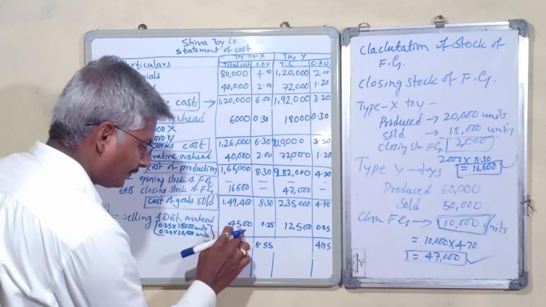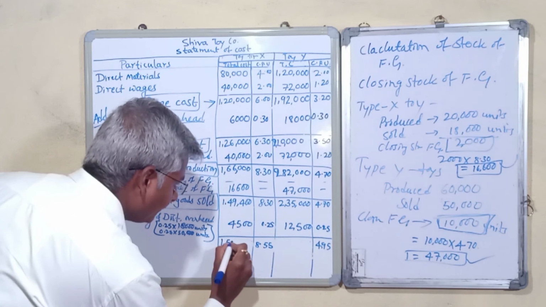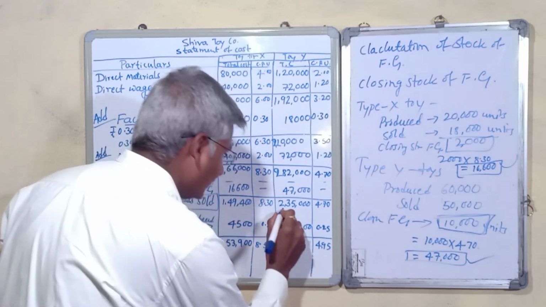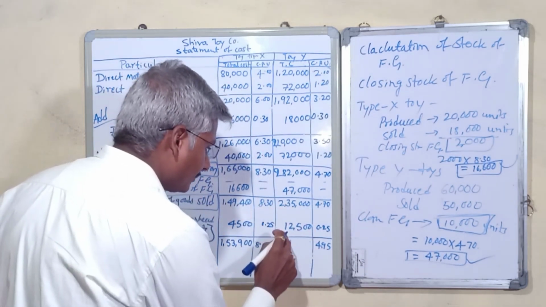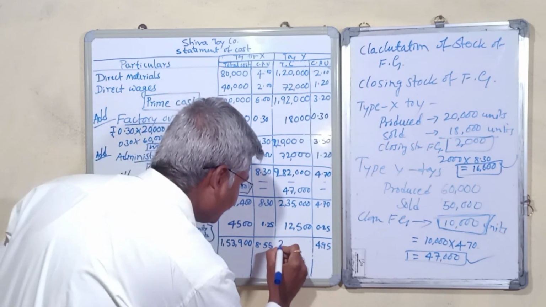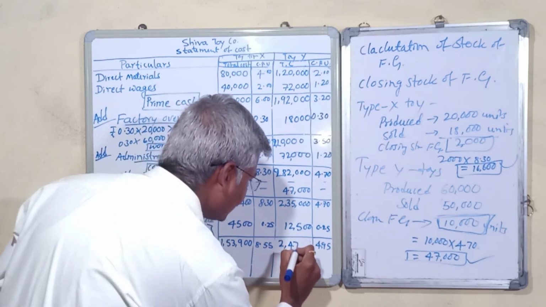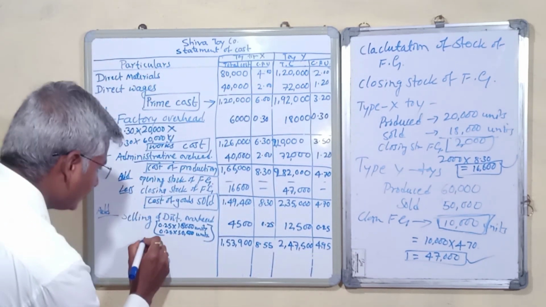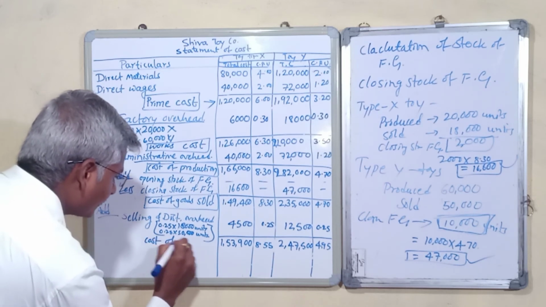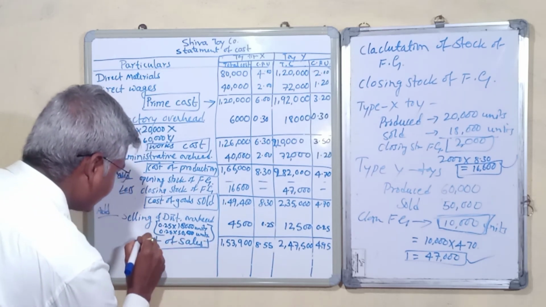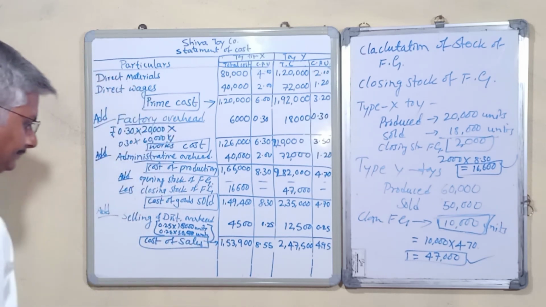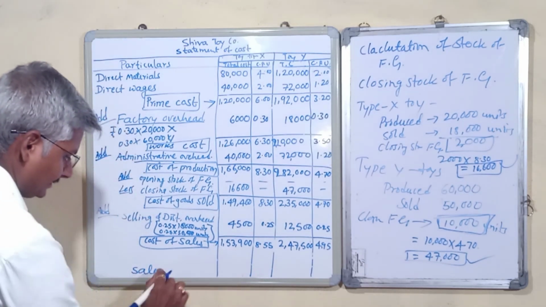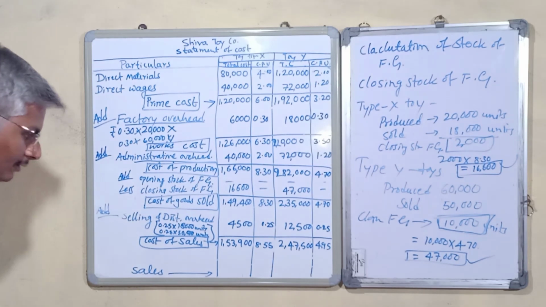1,49,400 plus 4,500 is 1,53,900. Then here 2,35,000 plus 12,500 is 2,47,500. Then this is cost of sales. Then sales. I will leave one line here to write a profit or a loss.